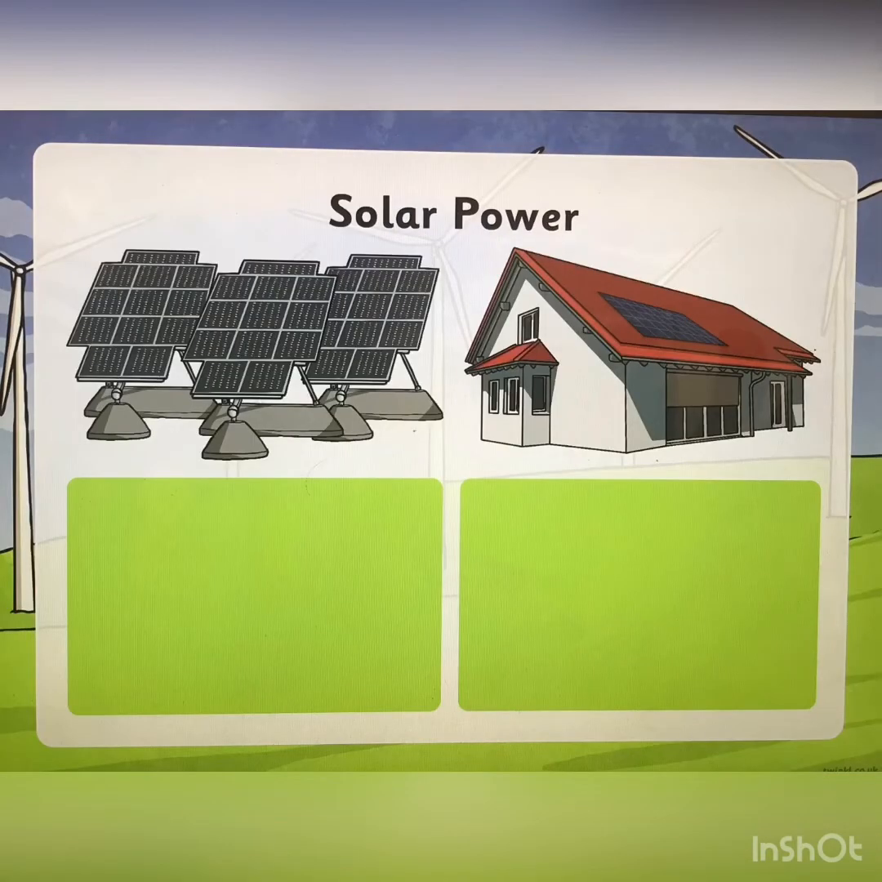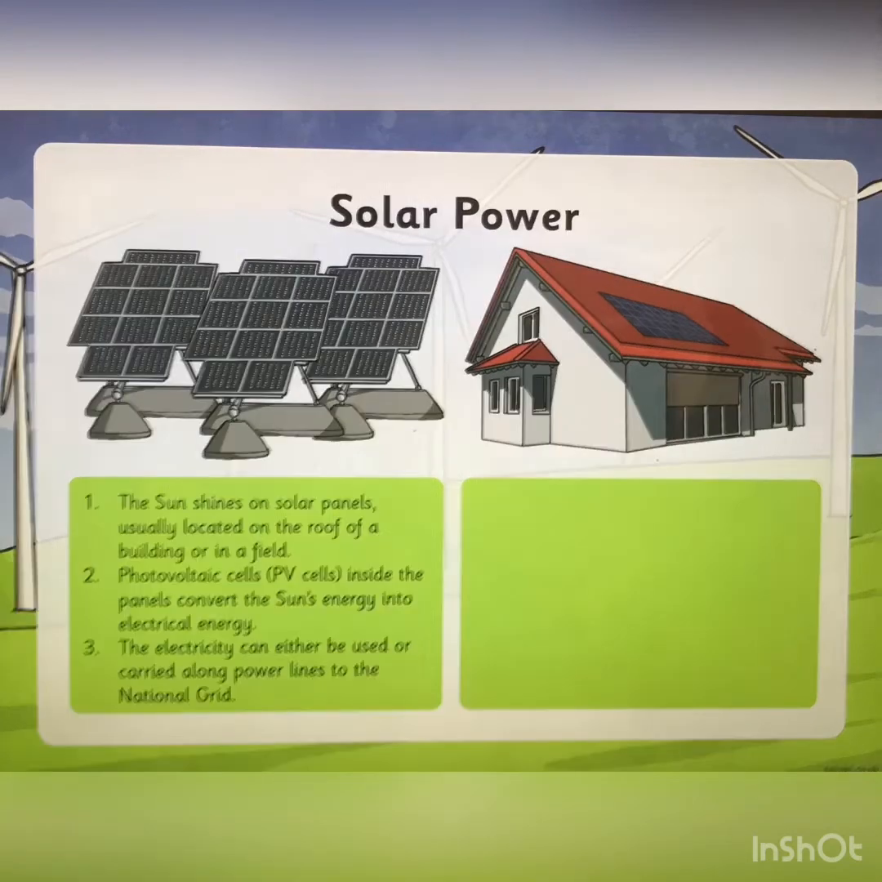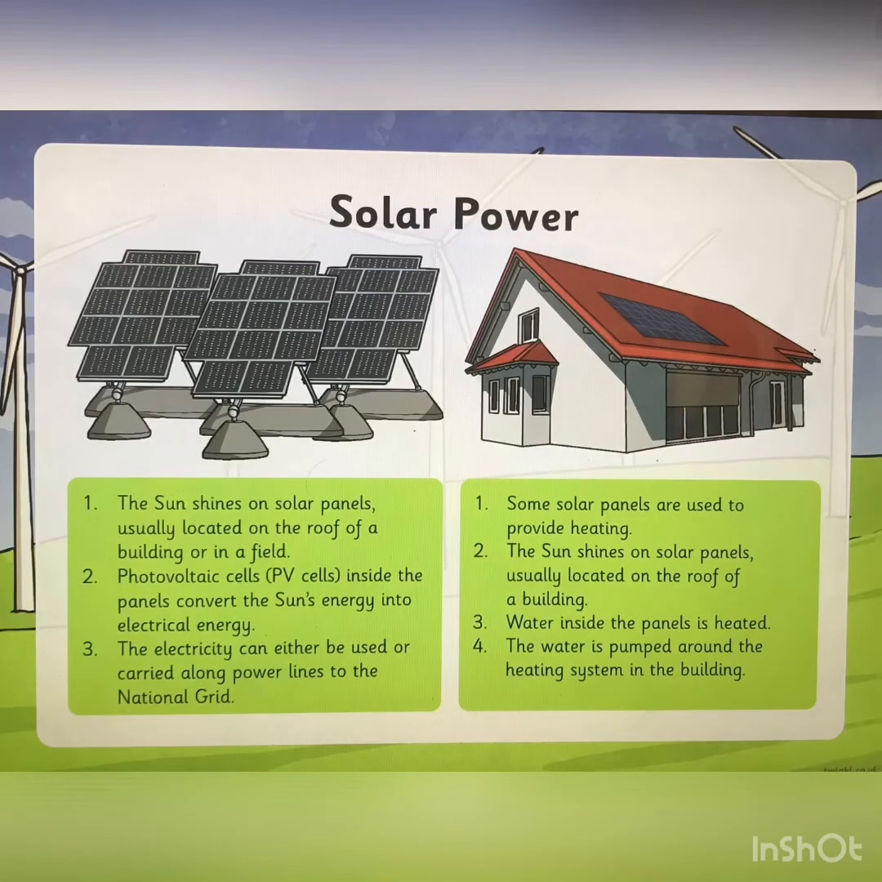Right, moving on to solar. Solar can be used in two basic ways, the one on the left and the one on the right. The one on the left is your traditional way of generating solar power. The sun shines on the solar panel, usually located on the roof of any building or field. Photovoltaic cells inside the panels convert the sun's energy into electrical energy. And the electricity can either be used or carried out on the power lines to the national grid for everybody to use.